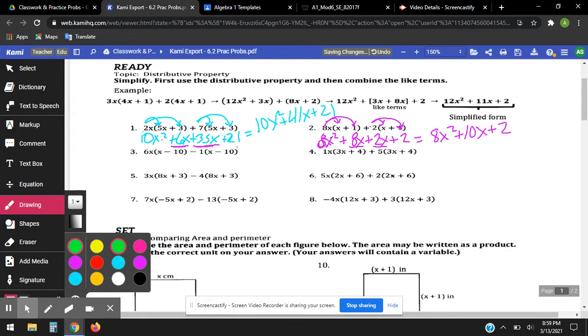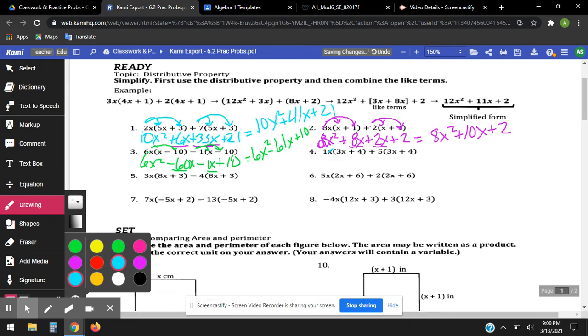Okay, next, we have 6x squared minus 60x minus 1x plus 10. Remember, double negatives make a positive. So again, we've got our x's there. So we have 6x squared minus 61x plus 10.